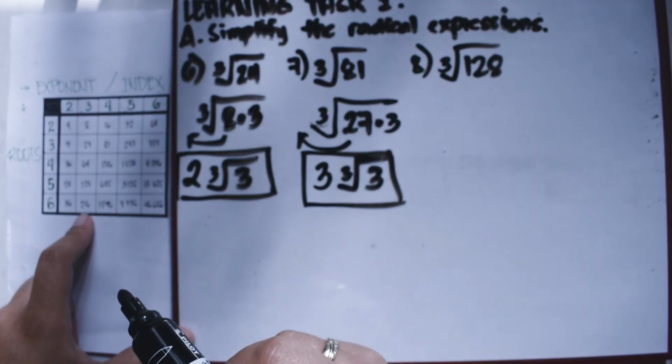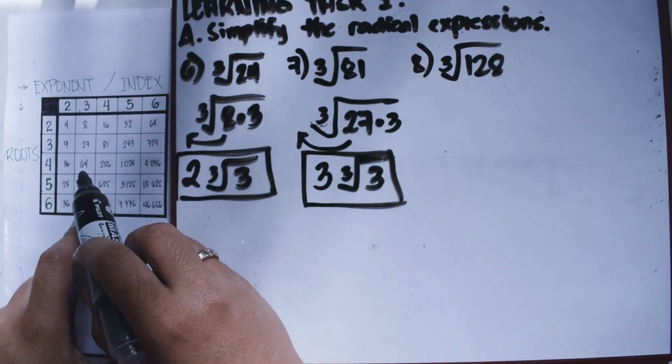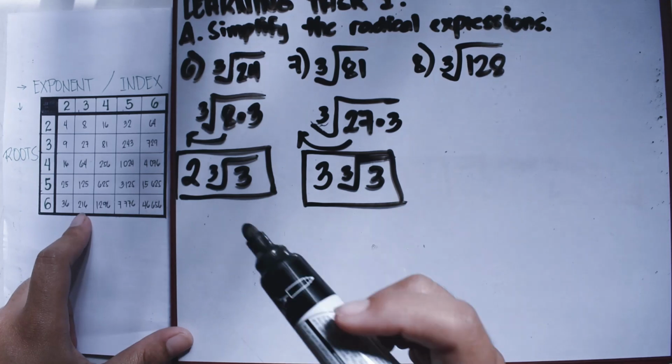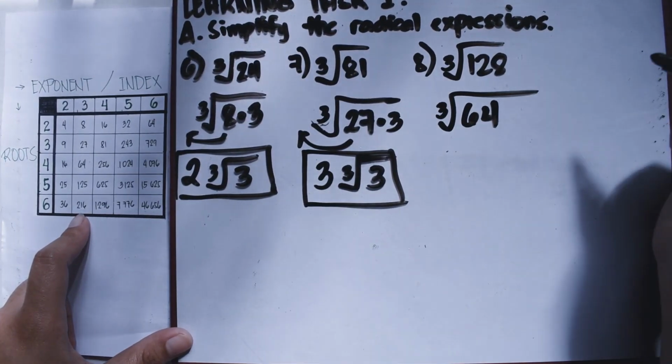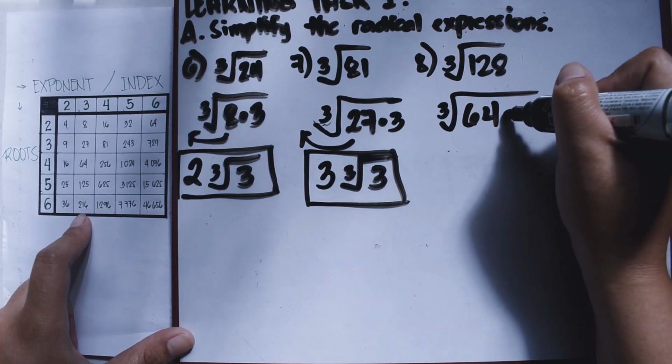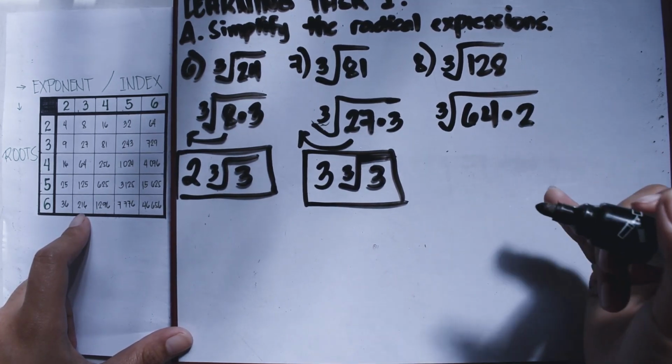Pero sabi ni ma'am, yung pinakamalaki. So, ang pipiliin natin is yung 64. Kasi yung pinakamalaking factor ni 128. So, we have cube root of 64. So, kanina mo times 64 para maging 128. Yan, tama. Kay 2. Kasi 64 times 2 is 128.